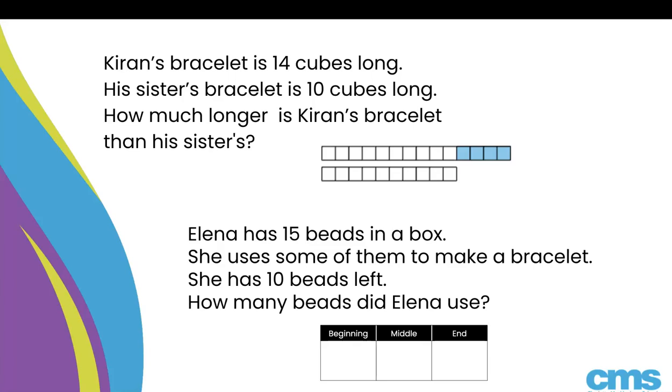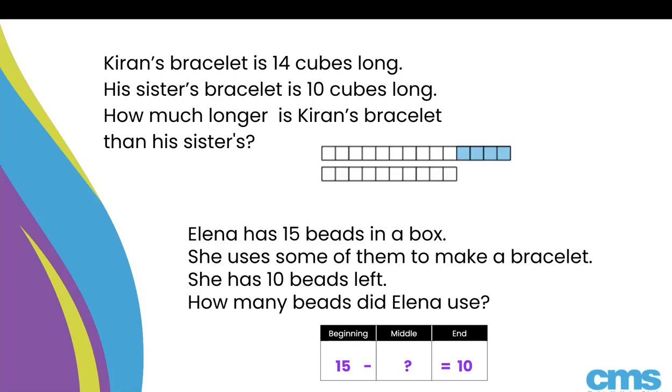Once we have this chart in place, we can think about an equation to solve. So, Elena had 15 beads to start. She used some of them, and we know that that action is taking some away, so we would have a subtraction. But we don't know how many she used. We call that the unknown. And at the end, it tells us that she had 10 beads left. So we are trying to find out how many beads she used.